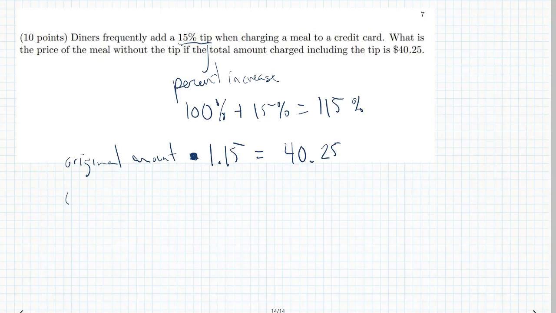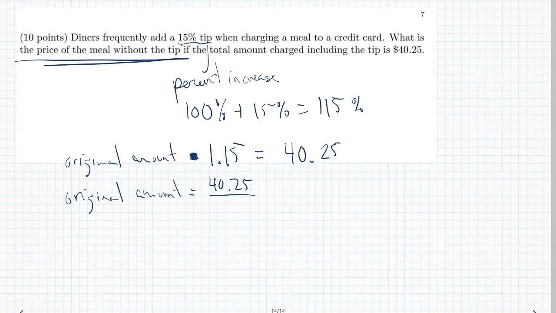So how do we find our original amount? Well, we divide. All right. Because look, we're looking for the original amount. What is the price of the meal without the tip? That's how we know we're looking for the original amount. Sometimes there's extra work. Sometimes you can figure out what was your tip amount and things like that. All those are fair game. But you just got to read the question and figure out what we're looking for.